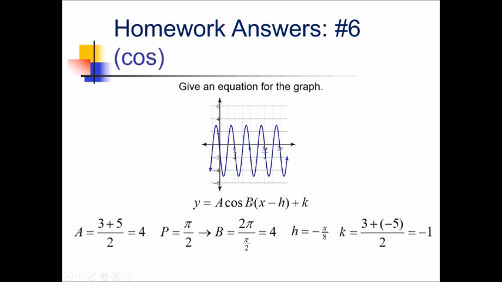And then plugging all that in, we have still 4 for the amplitude, cosine of 4, x minus -pi over 8, so x plus pi over 8, all of that -1.